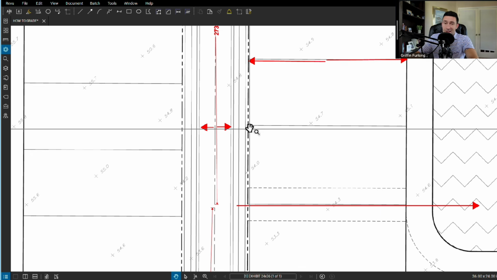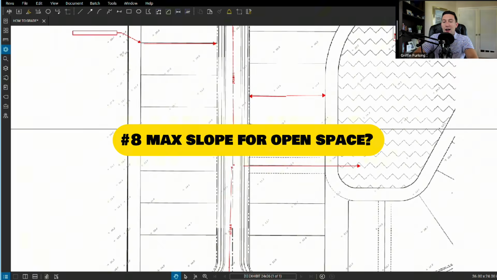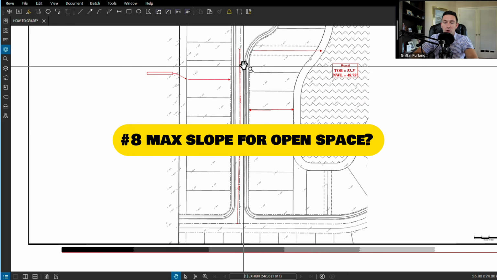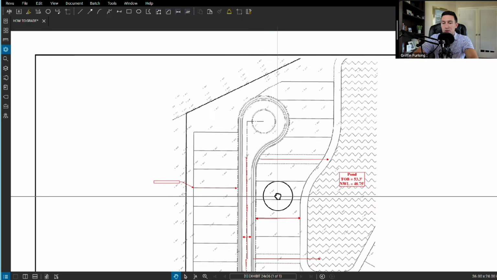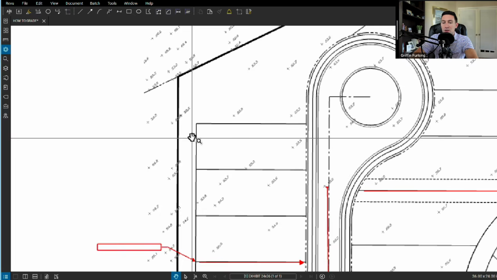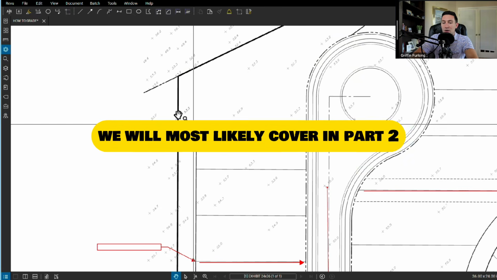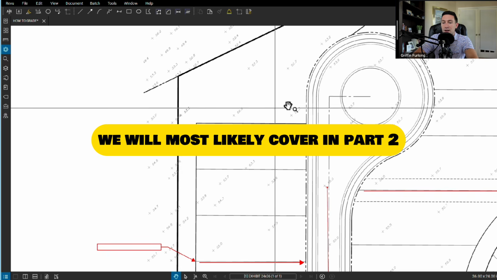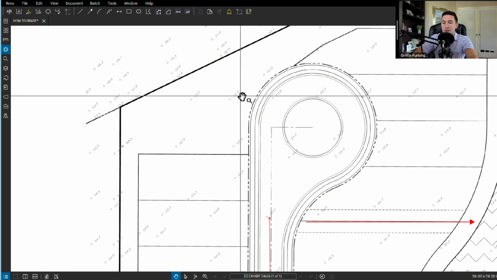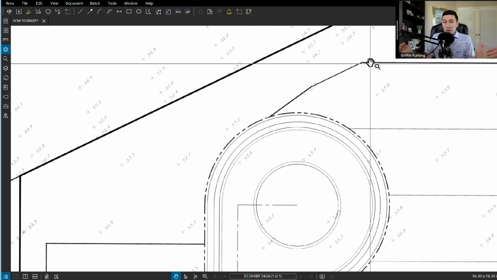Last but not least, what is the max slope for open space areas? So after we grade the roads, grade the lots, and start verifying some of these things, we have to start understanding how we're tying into existing grade right here. And I've put these spot shots on for a reason. Guys, there we have it. Thank you for bearing with me with that. These are the basic building blocks for creating a grading plan.